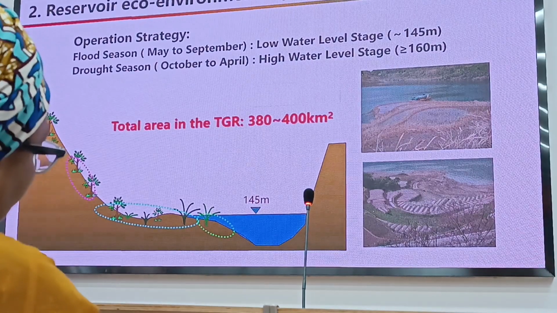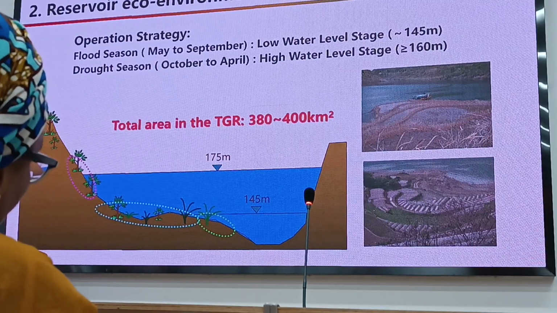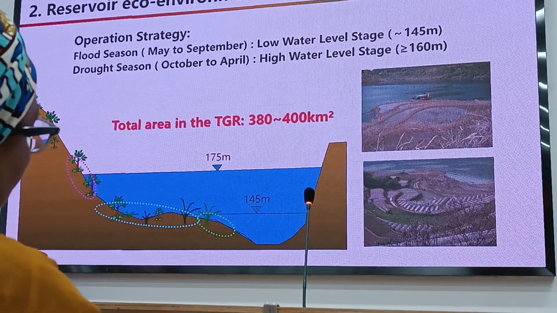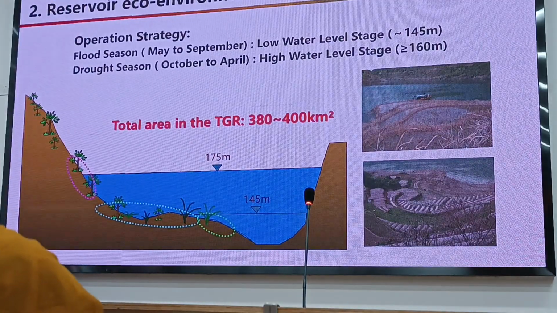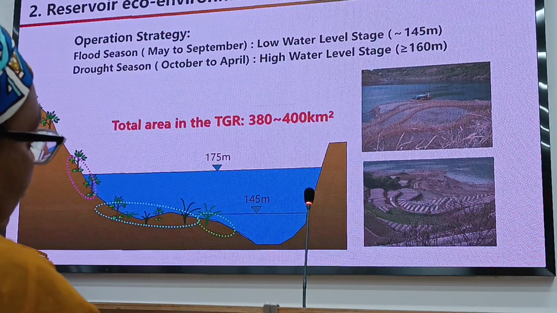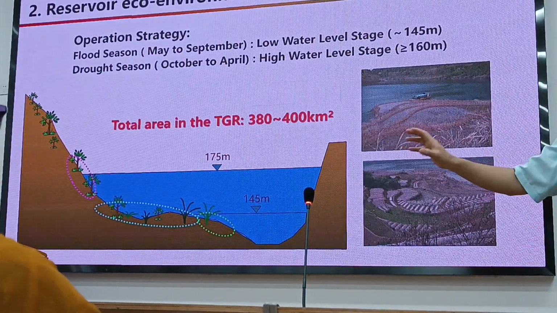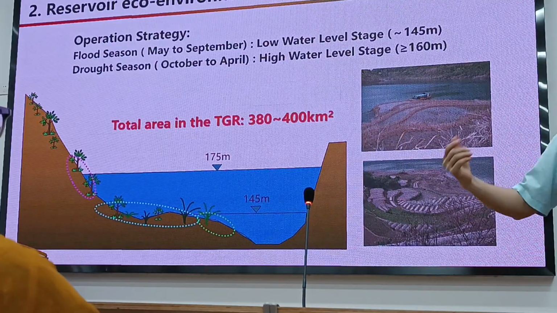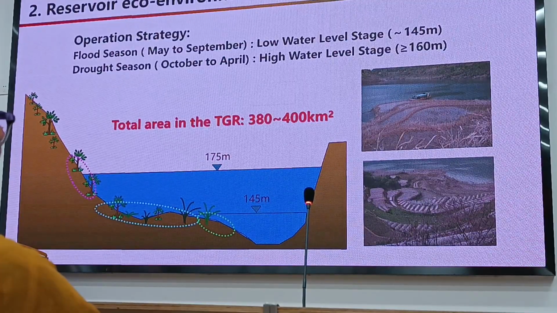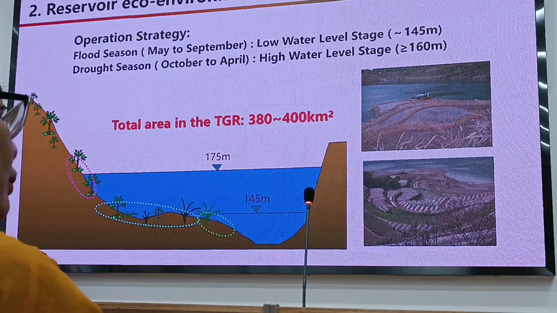And in the drought season, the water level goes up from October to April and is kept at the high water level stage, over 160. The highest water level is 175. So this is for the drought season, for hydropower production. And even when there is a spring drought in the downstream, they hold a lot of water to help mitigate the spring droughts. So after this type of operation strategy, it created a reservoir drawdown area like this.